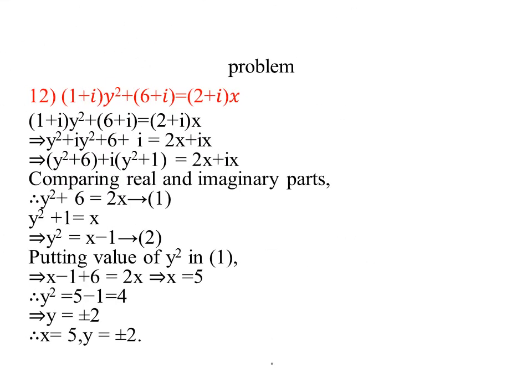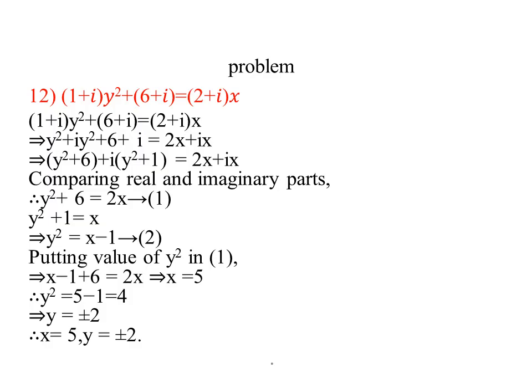Here is one more problem: such that (1 + i)y² + 6 + i = (2 + i)x. The answer: (1 + i)y² + 6 + i = (2 + i)x. So y² + iy² + 6 + i = 2x + ix. That is, (y² + 6) + i(y² + 1) = 2x + ix.